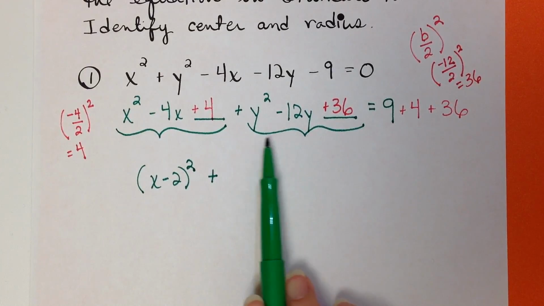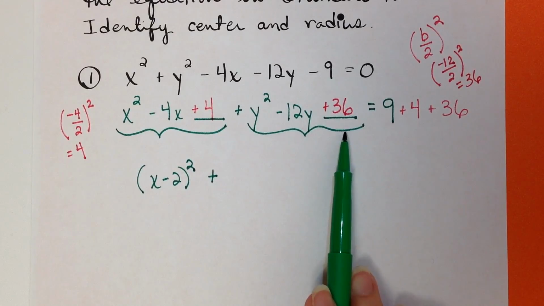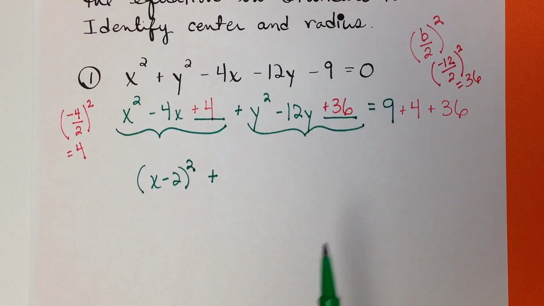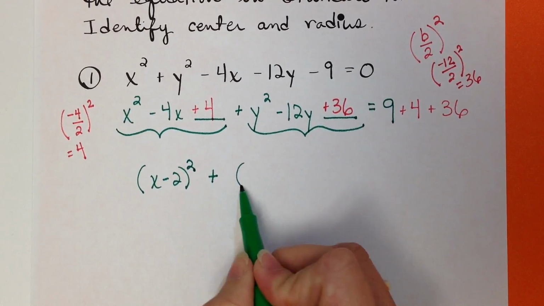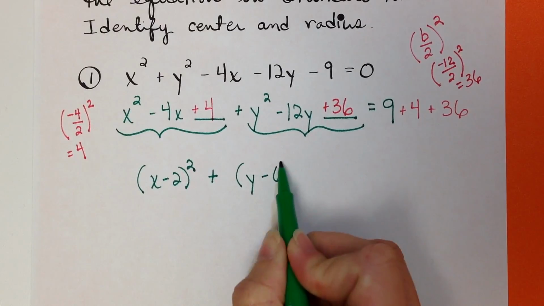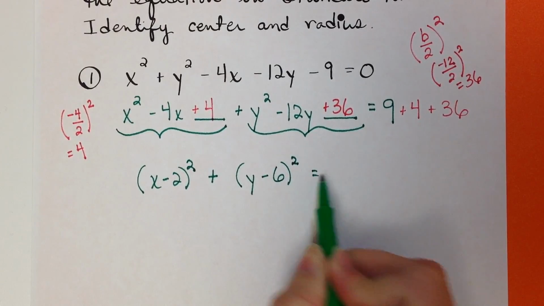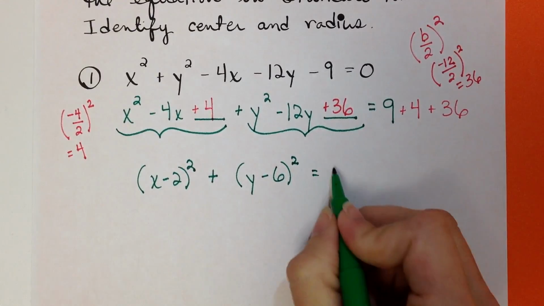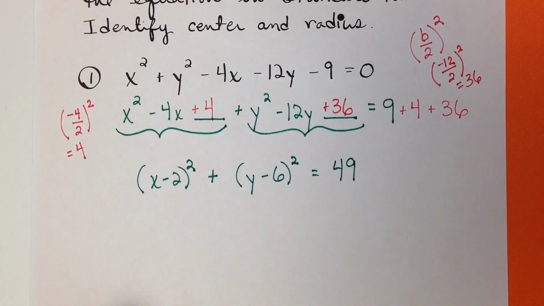Same thing here. If you were to factor this trinomial, it will factor as y minus 6 times y minus 6. Therefore, you can write it as y minus 6 squared. All your constant values have ended up on the right-hand side. Add those together, and that's going to give you 49. Now as far as getting it into standard form, you're done. You've got your standard form.